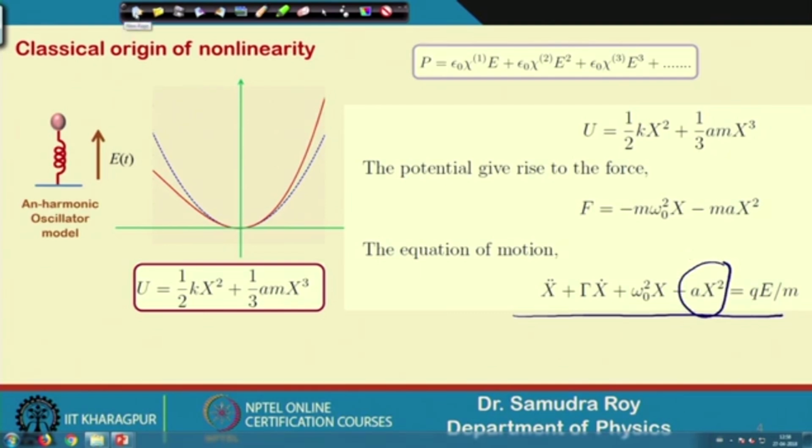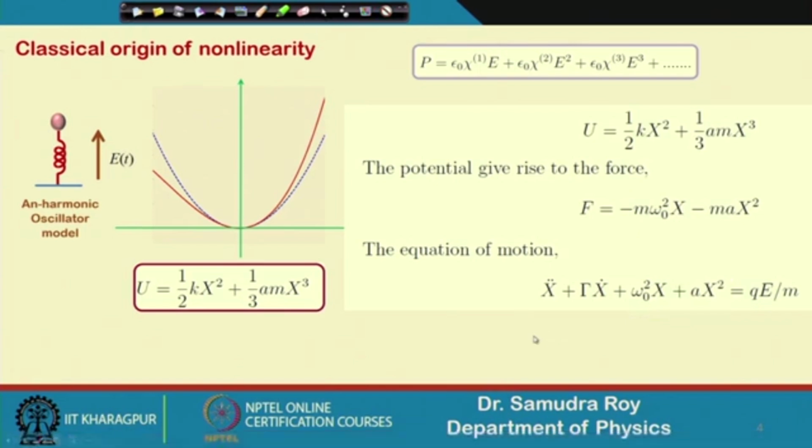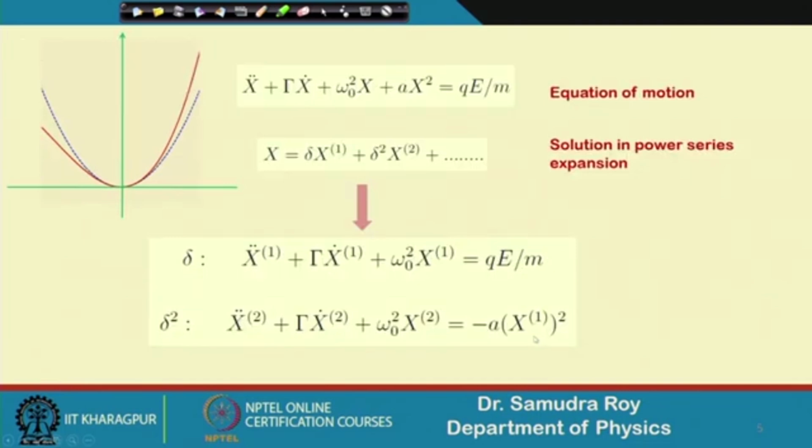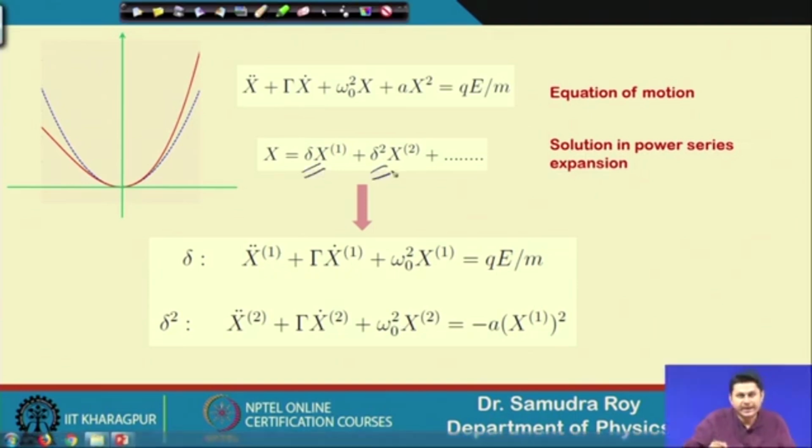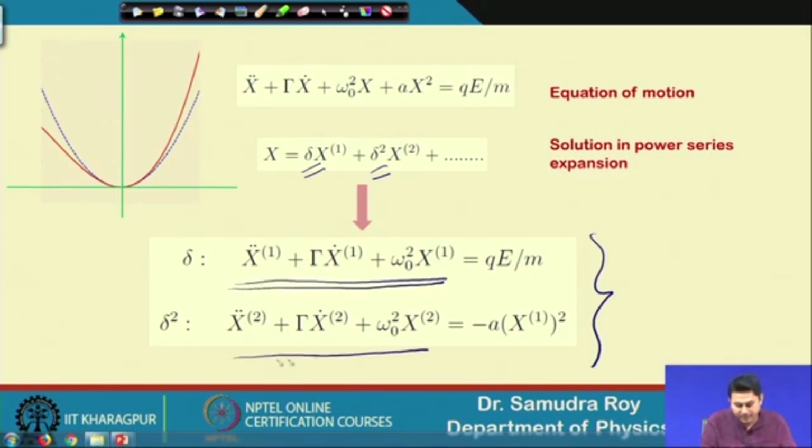After that, what have we done? Let me go back to the same slide that we showed: we divide our solution as a power series, where delta and delta square are the corresponding coefficients or weightage of the solution. When we extract the weightage of delta and delta square, we have two equations in our hand, one for x1 and another for x2.